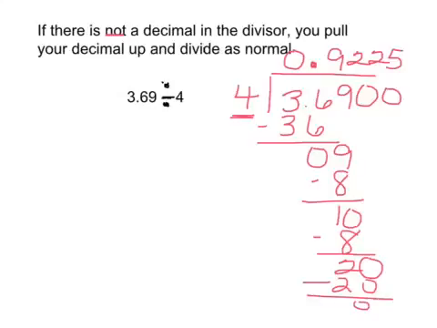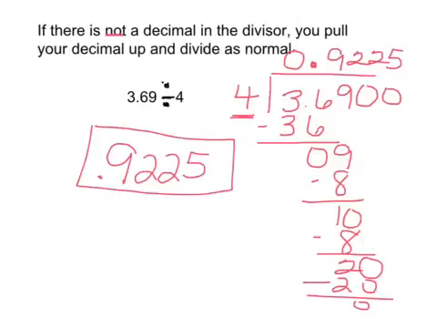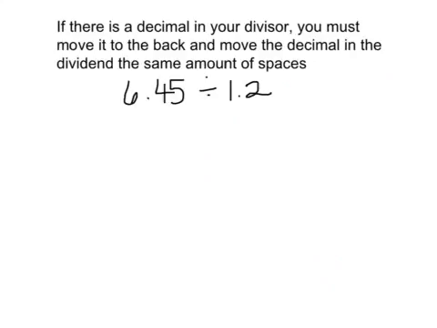So our answer here is 0.9225, or the correct way to say that would be 9,225 ten-thousandths. So we've looked at the different parts of a division problem, and we've looked at doing a division problem when there was not a decimal in the divisor. So let's look at one when there is a decimal in your divisor.